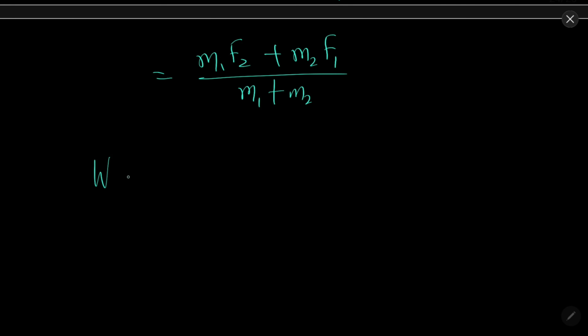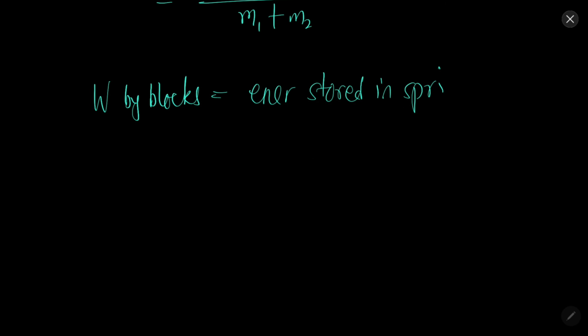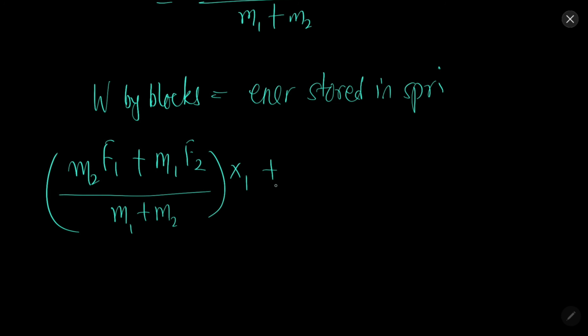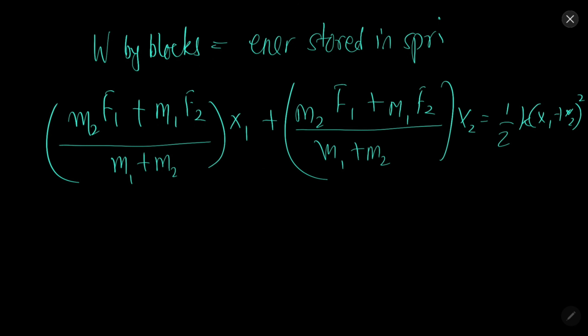So now the work done by blocks will be equal to the energy stored in spring. So (m2 F1 plus m1 F2) over (m1 plus m2) into x1 plus (m2 F1 plus m1 F2) over (m1 plus m2) into x2 equal to half k (x1 plus x2) square. So this will be x1 plus x2.